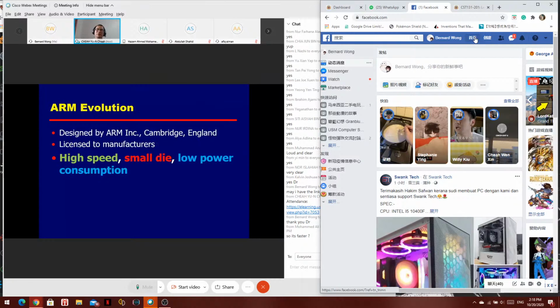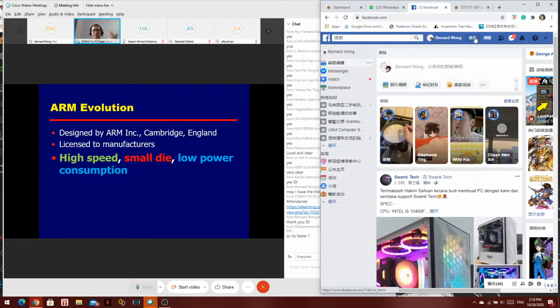Okay, so a little bit more detail about the ARM processor. It's basically high speed, very small size, and very low power consumption. Imagine if your ARM processor is being used in a mobile phone, or maybe in a car, for example. You don't want to have constant power supply to that particular processor.